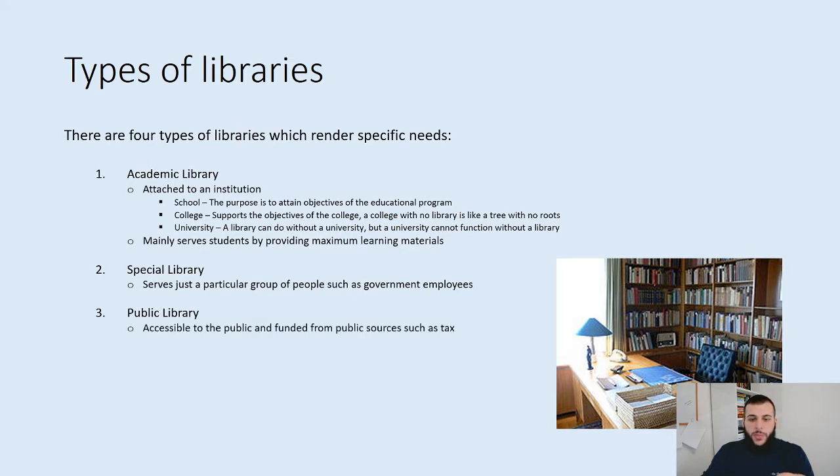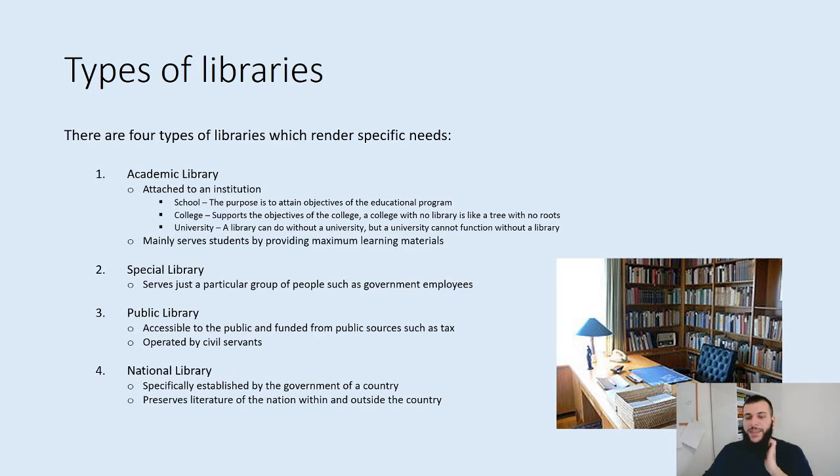The third type of library is the public library. These are the ones that you find on high streets or in town centres. They're normally accessible to everybody and funded by the tax money that we all pay. And they are operated by civil servants. And finally, we have national libraries. These are like the treasures of the country. They're established by the governments of the country, and they preserve the literature that occurs for that country, either within or outside of the country. So if somebody, like let's say a Birmingham-based Brummie, has made an amazing piece of work, but lives now in China, they will still be able to preserve that work in the National Library.